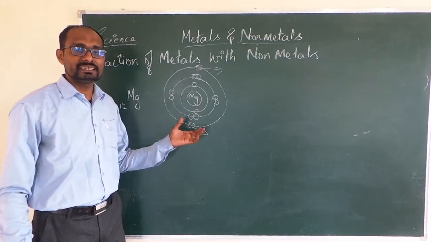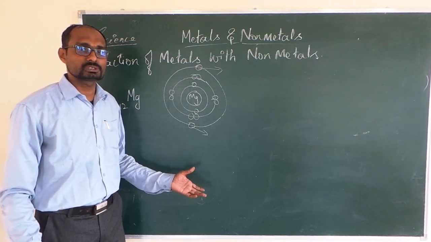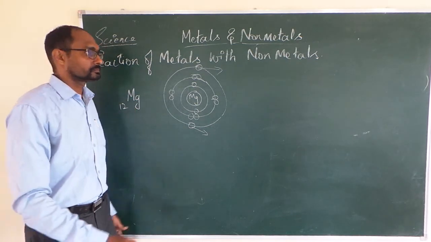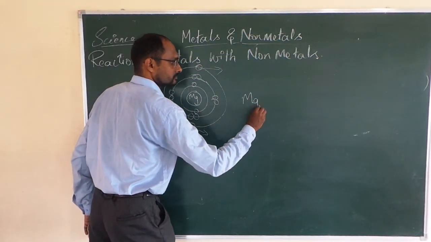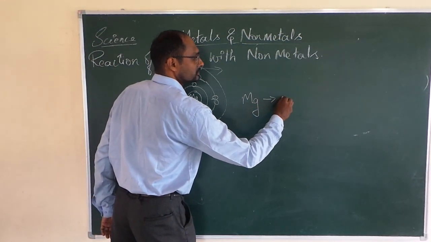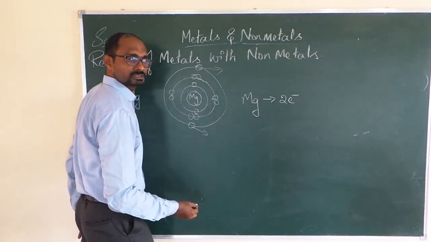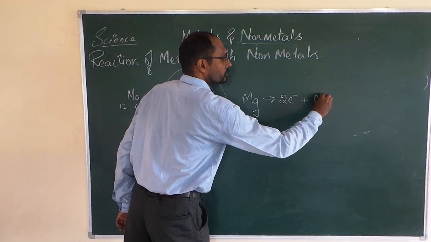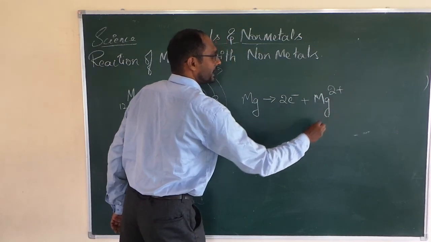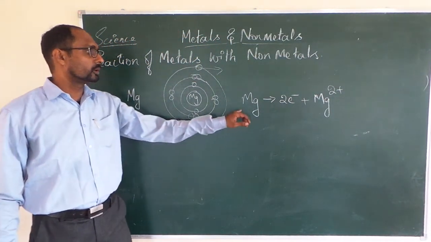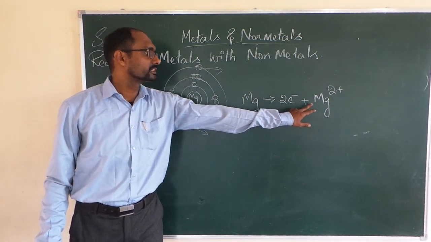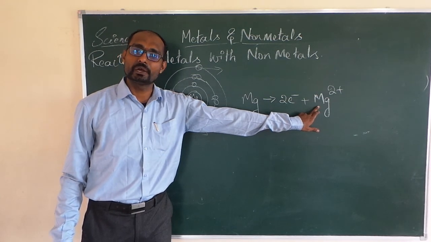Obviously, it is easier and it requires very little energy to remove these 2 electrons. So, magnesium, which is an atom, loses 2 electrons to give Mg2+ ion. Okay, so the magnesium atom loses 2 electrons to give the magnesium ion.